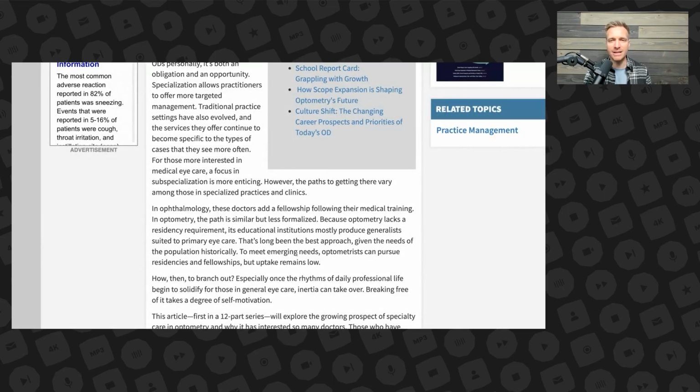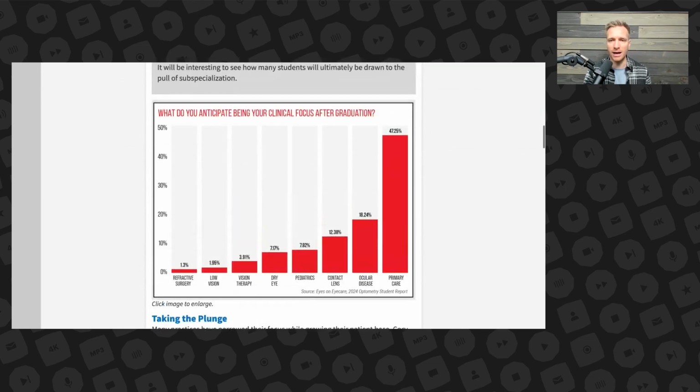And one of the providers, so first of all, I want to show you a graph. If you're watching this, I'm going to show you a graph of how they parse out different specialties. And I think it's really telling because it breaks down. It's kind of a weird way to break things down. So if you look at where students want to be after graduation, we sort of look at this as like 50% want to be in primary care, 47% want to be in primary care. Then we look at ocular disease, 18%. What is ocular disease? And then you look further down on here is like dry eye. Well, is that ocular disease? So they kind of separate dry eye from ocular disease. That's kind of a weird way to do it.